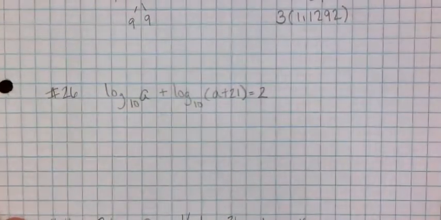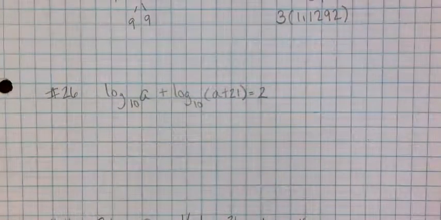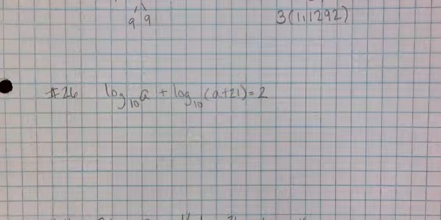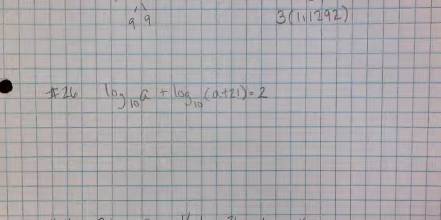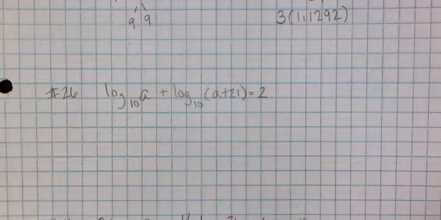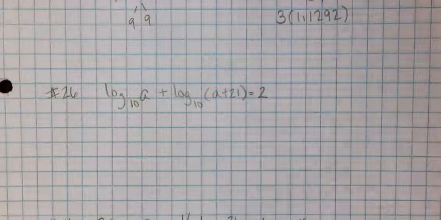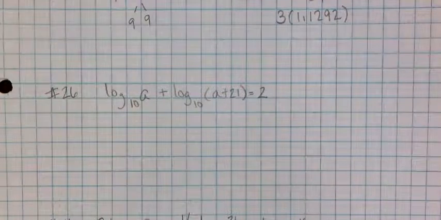We have log base 10 of a plus log base 10 of the quantity a plus 21 equals 2, and the directions for this section says to solve each equation, then check your solutions. Meaning, if you get a negative for the log's argument, you cannot have a negative answer because there's no value that allows you to do that.